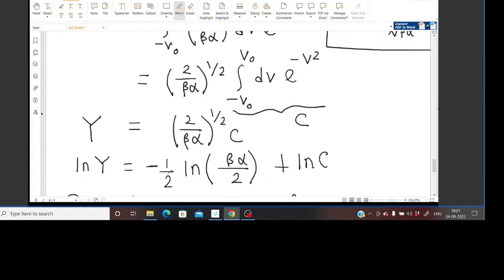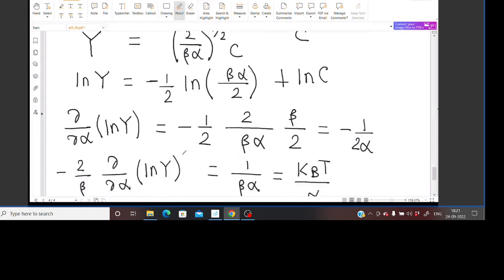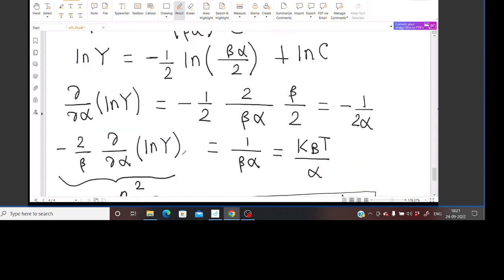So log y is equal to minus half log beta alpha by 2 plus log c. Now if we differentiate it with respect to alpha, then we obtain that del alpha of log y is equal to minus half into 2 by beta alpha into beta by 2, which can be simplified to minus 1 by 2 alpha. So minus 2 by beta into del alpha of log y is equal to 1 by beta alpha, which is equal to kBT by alpha.